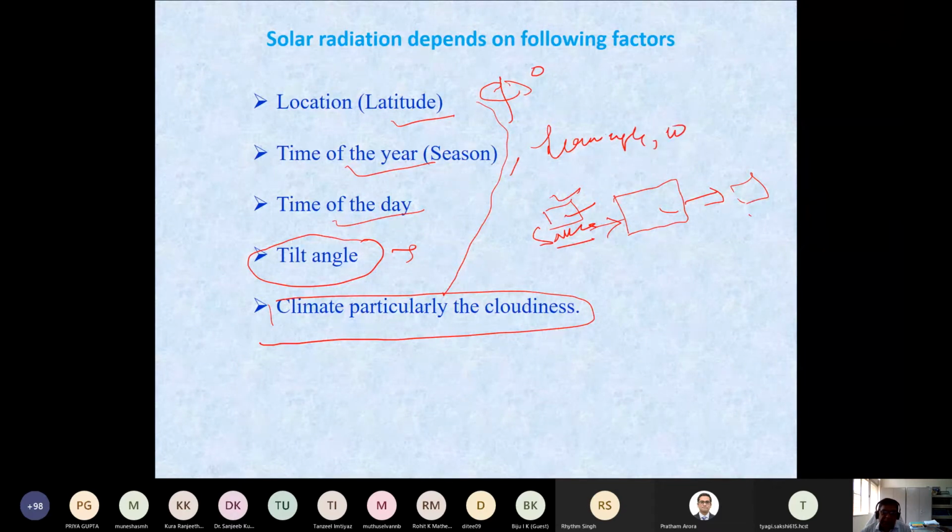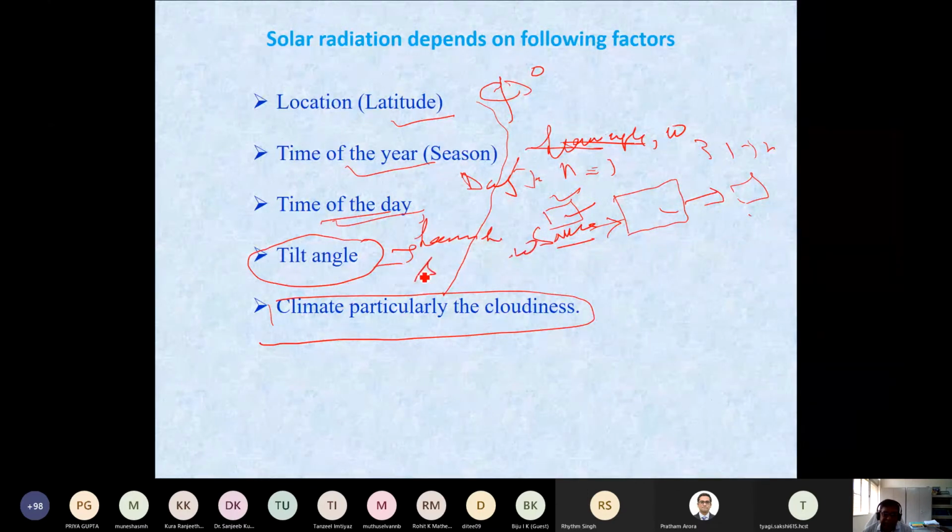And then there is the day of the year. Which day do you want to convert the solar radiation for? Say on January 1st, the number of days will be 1, for January 2nd it is 2, and on February 1st it will be 31 plus 1, 32, like this. For the time of the day, I talk of the hour angle, which is represented by omega, and the tilt angle is S.